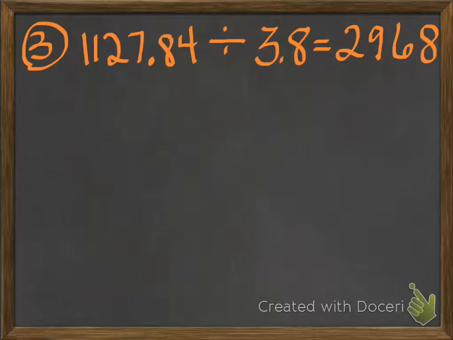1,127.84 divided by 3.8 equals 2968. Okay, so I'm going to change these numbers to numbers that are easy to work with. 3.8 is kind of hard, so I'm going to change that to 4. Okay, so I'm going to be dividing a number by 4.